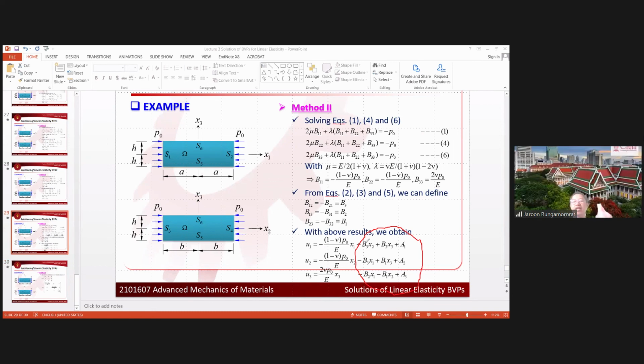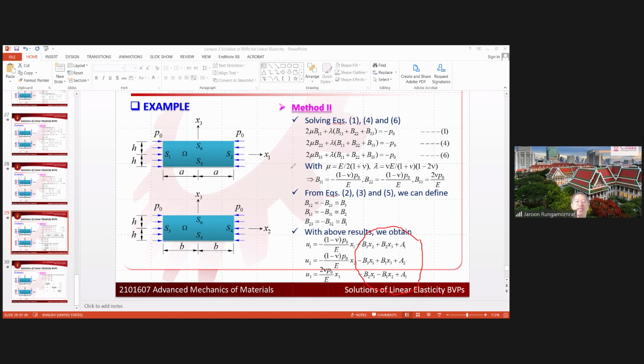So what I can conclude for this problem is that A1, A2, A3, B1, B2, B3 can be arbitrary. Okay? It doesn't matter what the values of Ai and Bi are. This is the field that satisfies all the conditions that we have. Even though we have Ai and Bi involved in the displacement field, the strain and stress fields don't involve these constants anymore, right? Yeah. So all the fields that we have there satisfy everything.